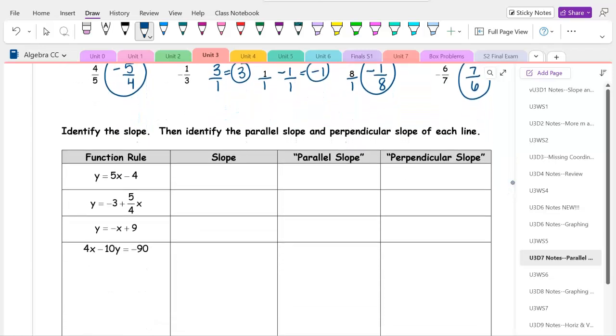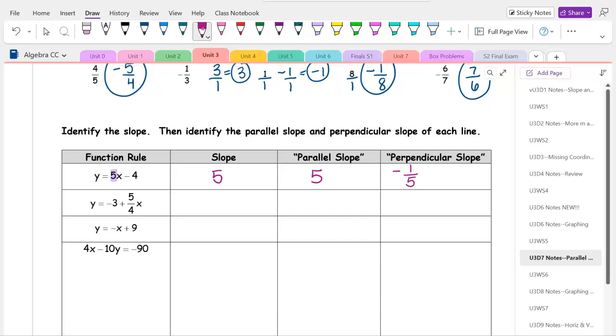Here is our function rule in slope-intercept form. Notice that it's y equals. That means m is going to be right here. So that's my slope. Now, the parallel slope, meaning the slope of a parallel line, is always the same as our original slope. So our parallel slope is also just 5. Okay? However, if we have a perpendicular line, this is when we're going to do the opposite reciprocal. So we're going to flip our 5 to become 1/5, and our 5 is a positive, and so our 1/5 will become a negative.